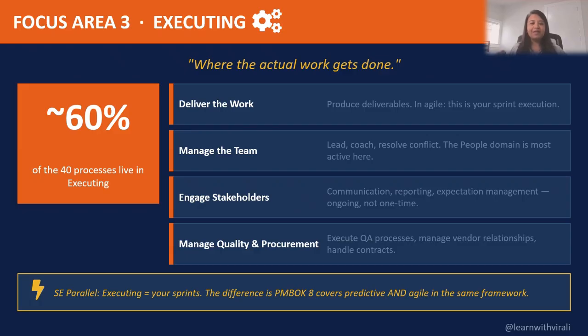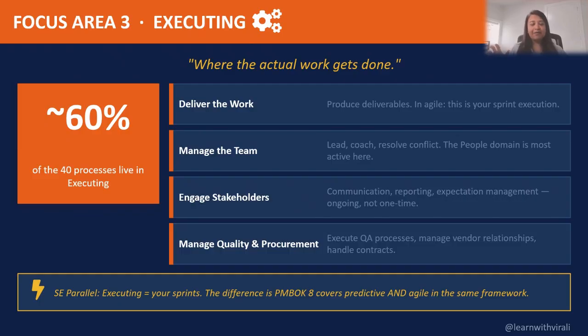Remember, this is where the actual work gets done. So here we do 4 different things. Deliver the work, that is where the actual deliverables are produced, and then you manage the team, so that is where you resolve conflicts, you coach your team members, and you lead the team. The people domain is most active during this particular focus area. Next we have to engage the stakeholders, so that is where communication happens a lot, reporting goes back and forth, expectation management, and then ongoing feedback.